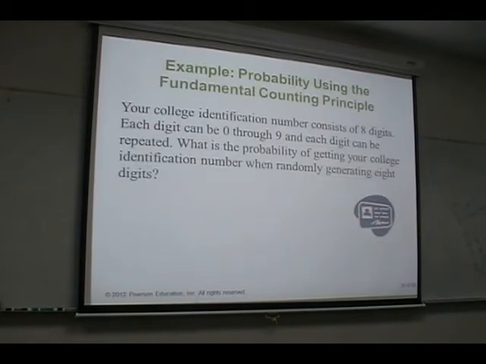Okay, it says your college identification number consists of 8 digits. Each digit can be 0 through 9. Basically, it's like your social security number, your school ID number, all those are numbers that are randomly generated. Okay, and each digit can be repeated. So in other words, you could have like 99999, whatever for your number. Okay, so what is the probability of getting your college identification number when randomly generating 8 digits? So in other words, they're going to randomly generate digits, and you want to wind up with your exact number out of that. Okay, so here we go.